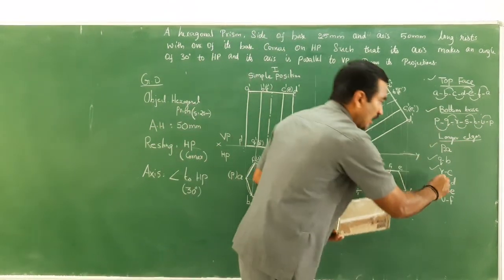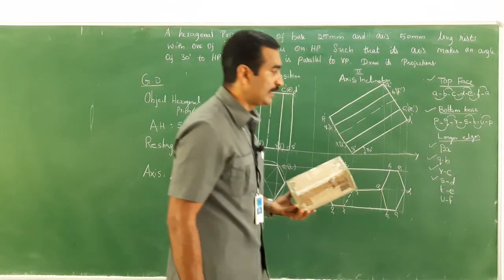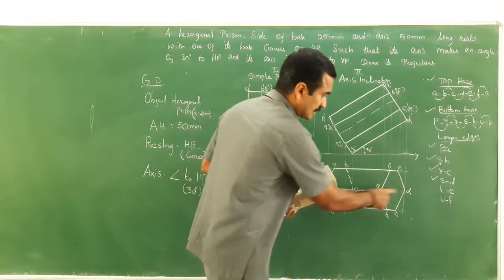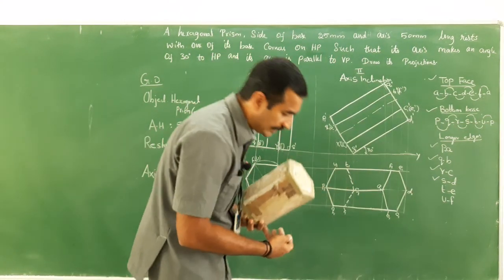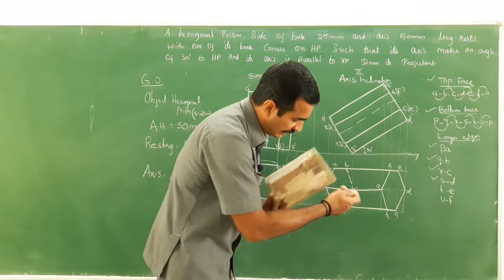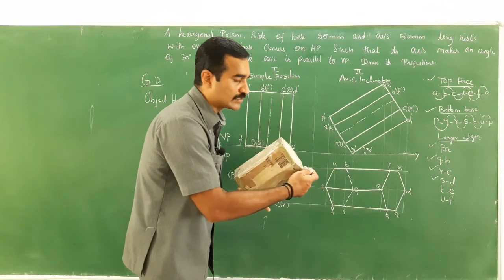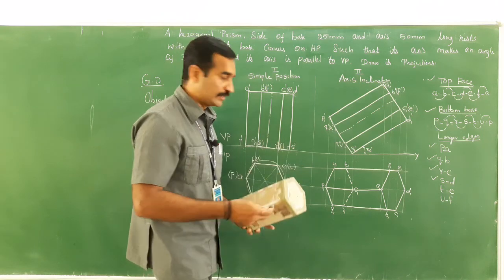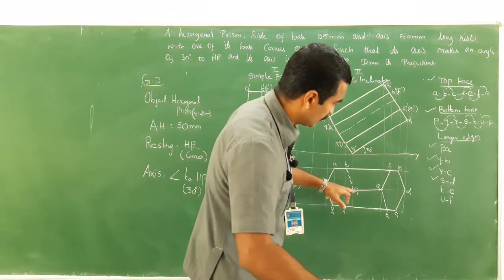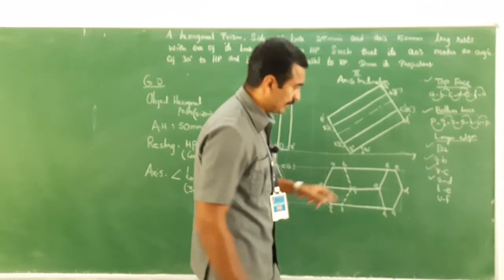Let's move to the next longer edge, SD. Look at here, SD is here. So SD is in the bottom, right? S is resting and D is somewhere here. So it is invisible, right? So S is here and D is here, right?